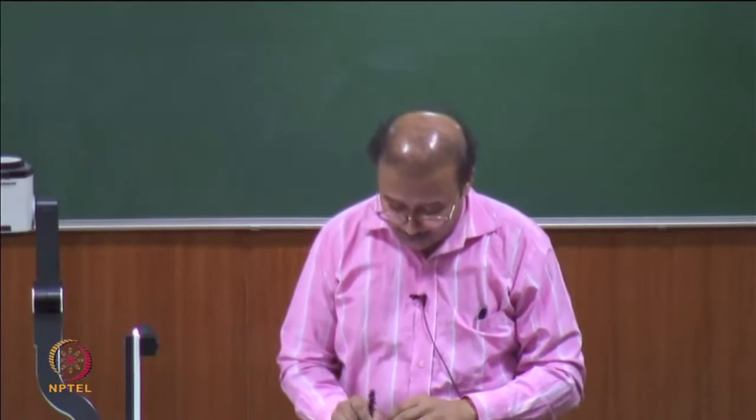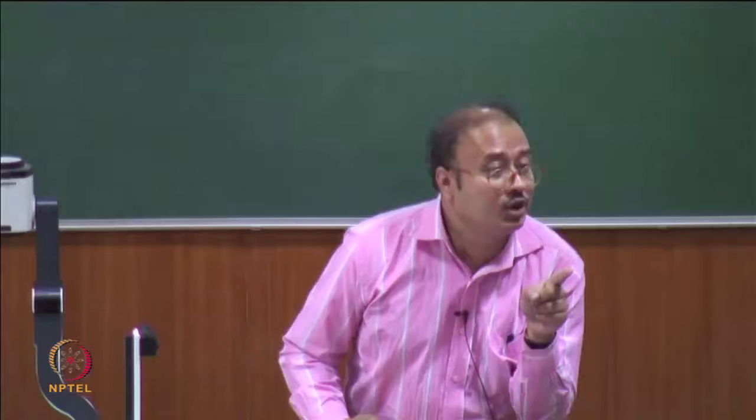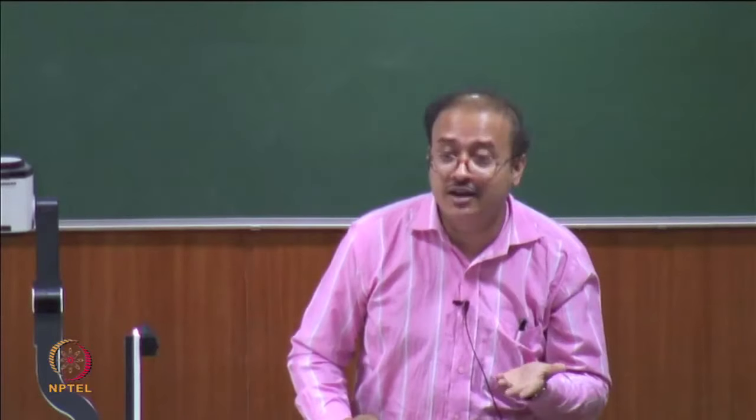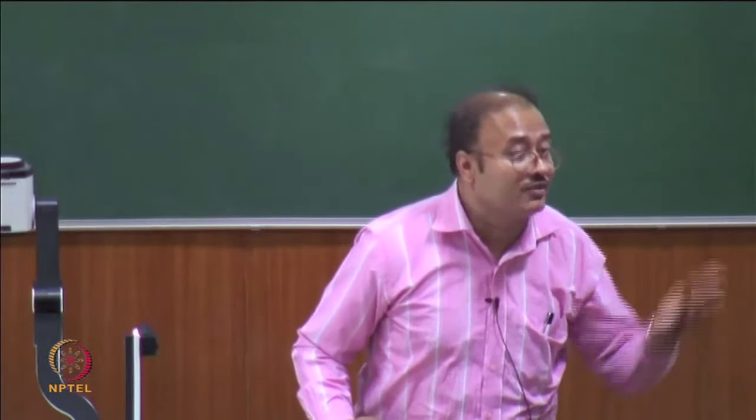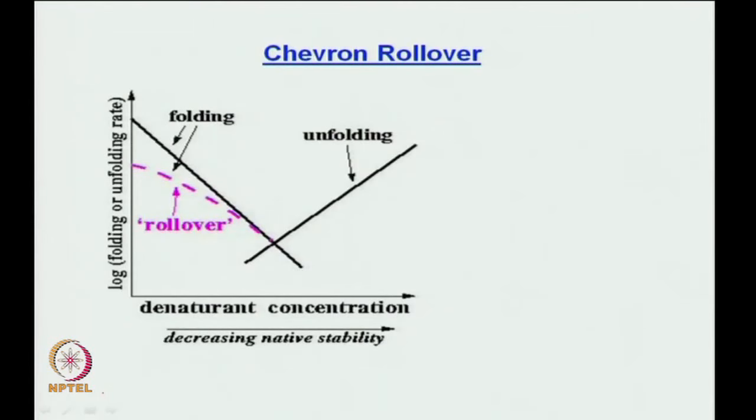And last but not the least, this is something known as Chevron rollover. Remember, when we are talking about Chevron plots, they are almost linear, and we said that maybe there is an ideal case. What happens if it is not a two state scenario? In that case, if this is your unfolding arm and this is the folding arm, when you go to the folding arm, instead of following this pattern, it actually goes like this. It shows a curvature.